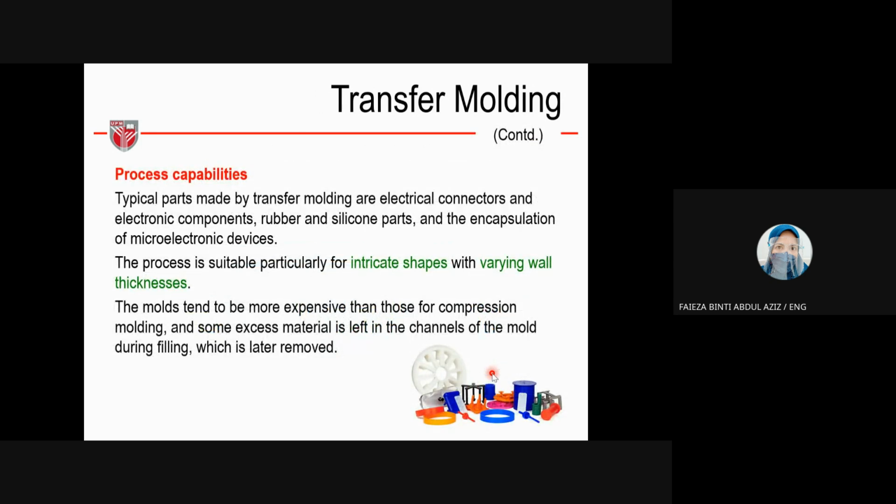Okay, the process capabilities for transfer molding: typical parts made by transfer molding are electrical connectors and electronic components. Many electronic components use transfer molding. Rubber, silicon parts, and also the encapsulation of microelectronic devices. The process is suitable particularly for intricate shapes with varying wall thicknesses. The molds tend to be more expensive than those for compression molding, and some excess material is left in the channel of the mold during filling, which can later be removed.